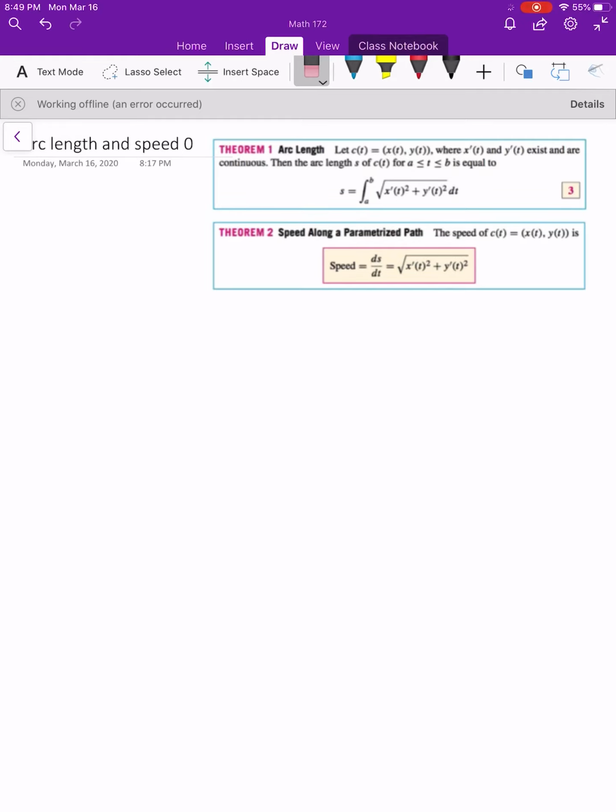As an intro to today's topic, arc length and speed, and in particular the formulas above, consider the following example. There are two objects. Object A moves according to the following: x is cosine t, y is sine t, and the parameter interval is from 0 to 2 pi.